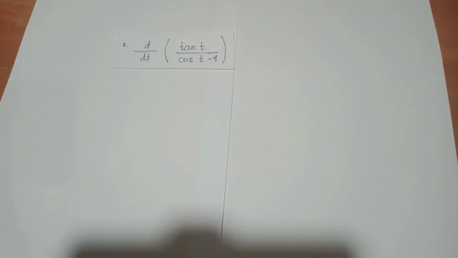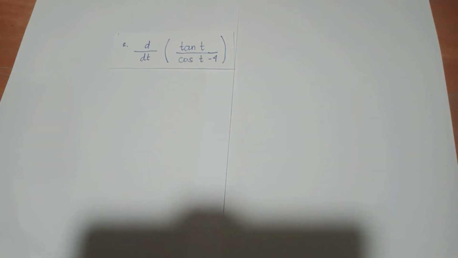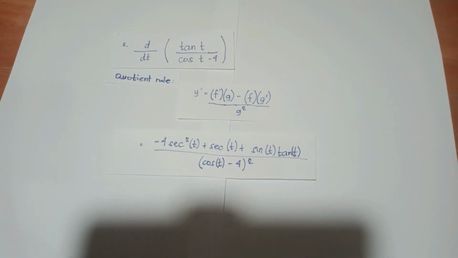We have the second problem. We have the derivative of tan t all over cos t minus 4. Then we will apply the quotient rule, which is y prime is equal to f prime times g minus f times g prime all over g squared. We will apply this in the equation above. Negative 4 sec squared t plus 6 t plus sin t times tan t all over cos t minus 4 squared.